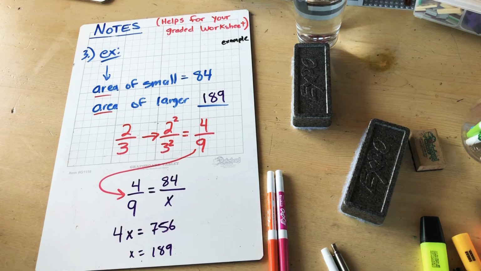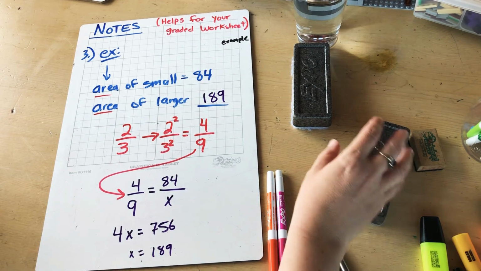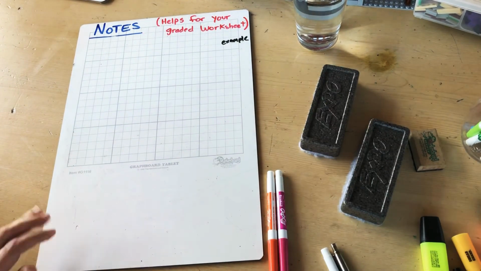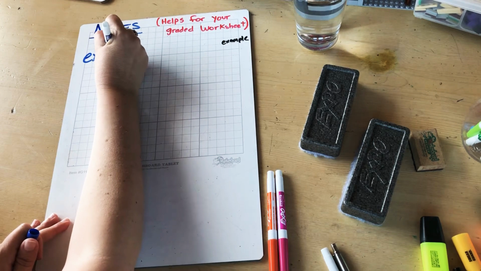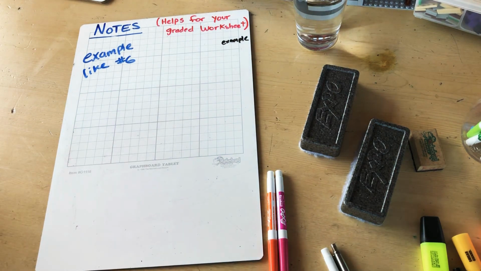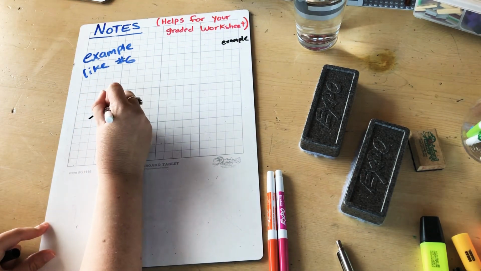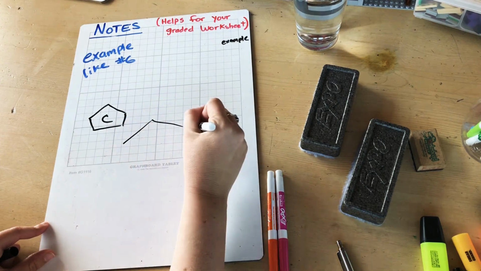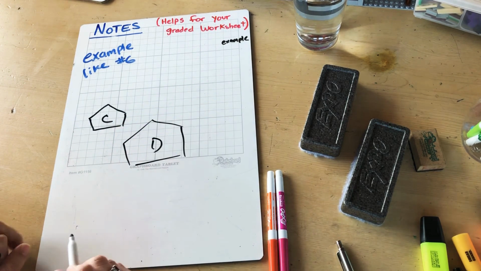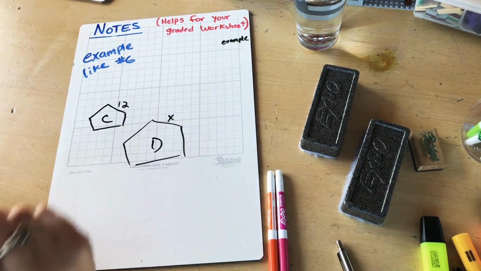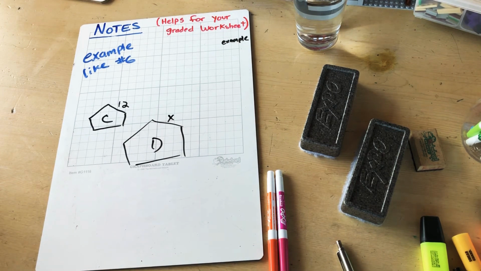Okay, I'm gonna do one like number 6, because number 6 is a little bit tricky. So watch carefully. I'm going to erase. All right, this is an example like number 6. Okay, ready? Okay. So say it says that the area of shape C, here I'll do shapes, I don't know, so we have shape C, and say we have shape D, whatever they are. Say you are given 12 and X. On your worksheet, it's not 12 and X, so be careful.